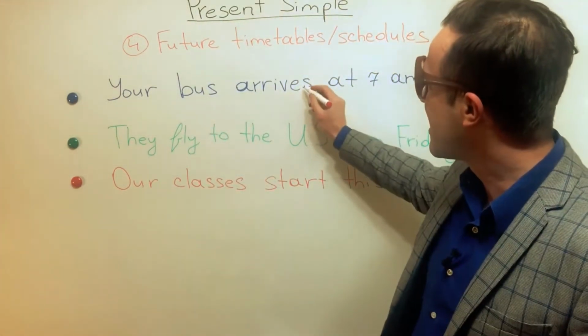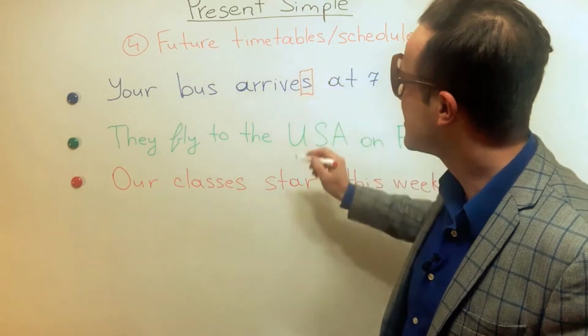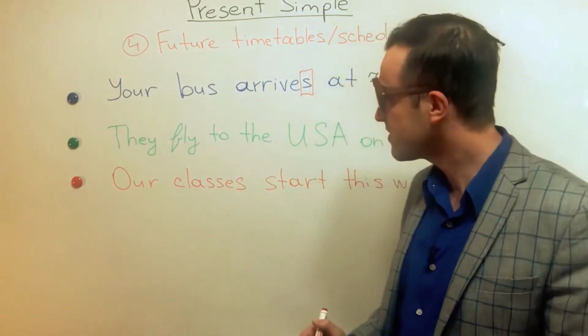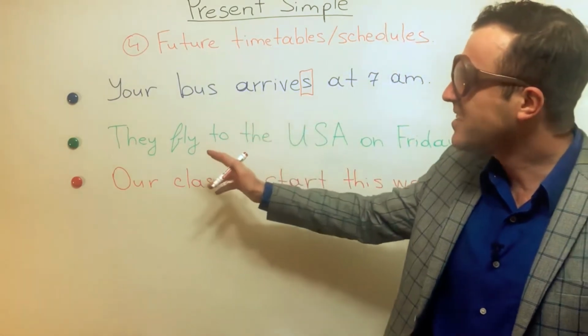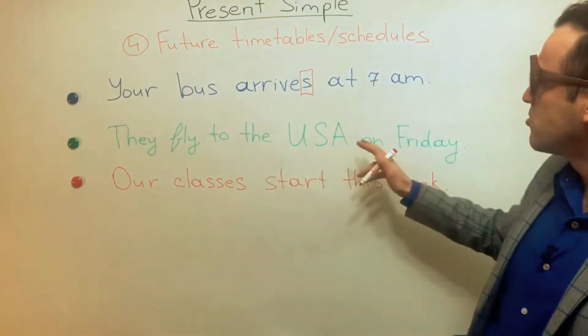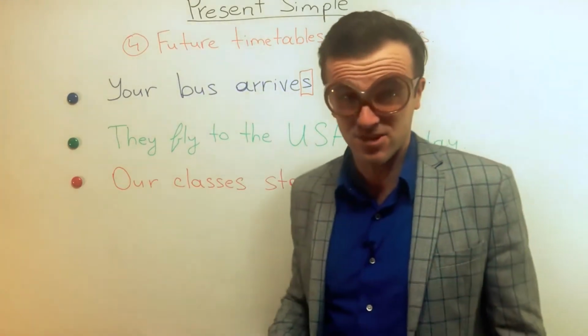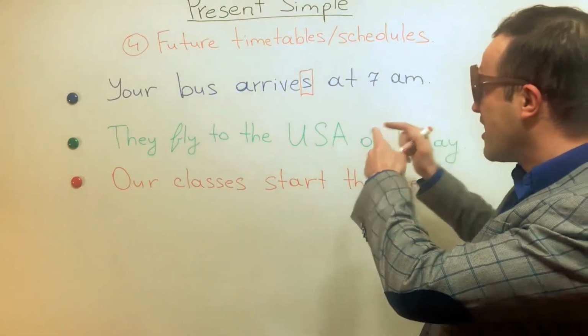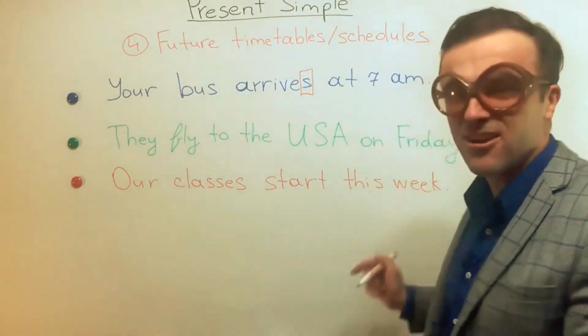Okay, so the S, it's the third person singular. Arrives. The next example, they fly to the USA on Friday. Okay, this is their flight and they have to be in the US. They fly to the US on Friday.